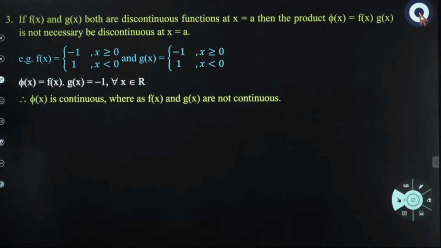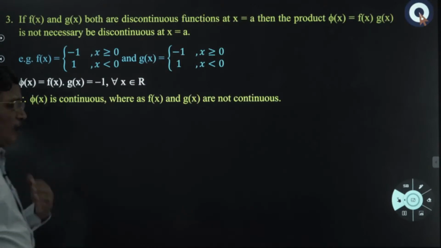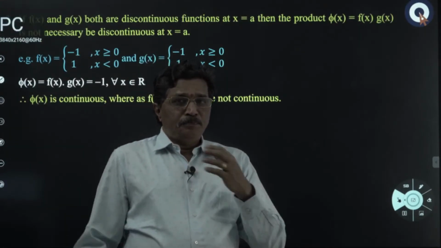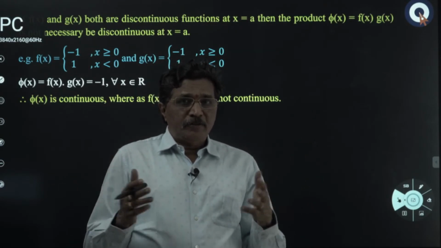Suppose f(x) is equal to -1 for x greater than or equal to 0, and 1, I must be excused for my cough. I'm not well today actually. However, I expect students would understand.